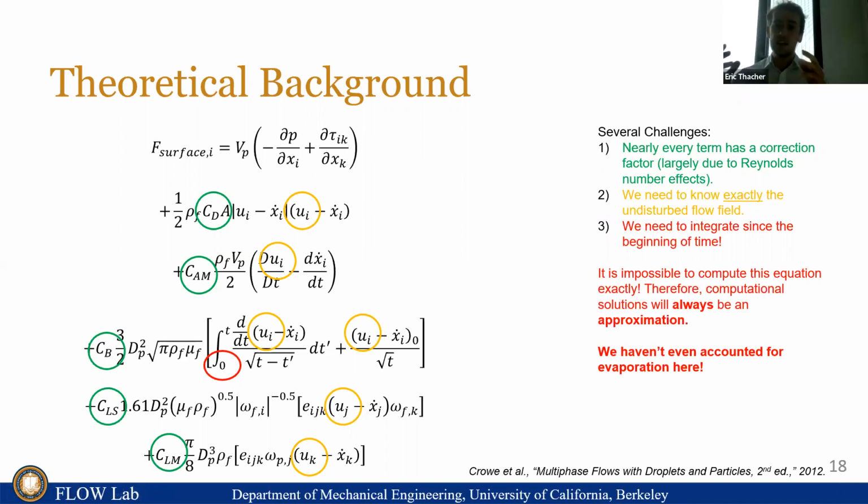And again, we haven't even accounted for evaporation. So essentially, this is a motivation for why you need these validation experiments, because you need to make necessary approximations to compute the trajectory of a droplet or a particle, at least in this case, in order to compute those positions accurately.